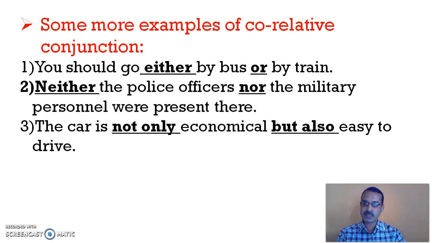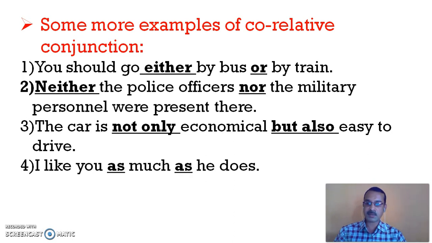In the third example, the car is not only economical but also easy to drive. In this example, there is an option of economical and easy to drive, and there is a relationship of addition. The car is economical as well as it is easy to drive, and these two options are connected with each other by using the correlative conjunctions not only but also.